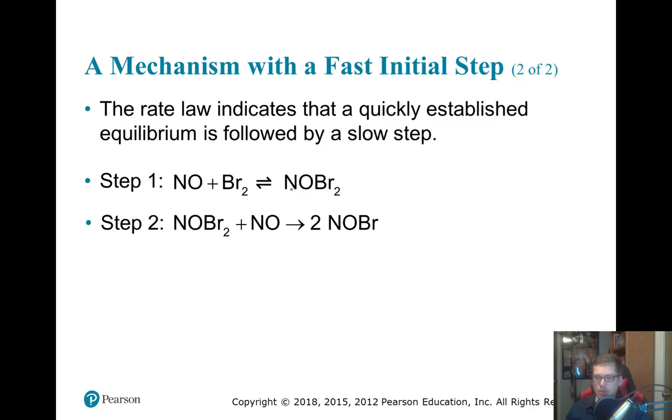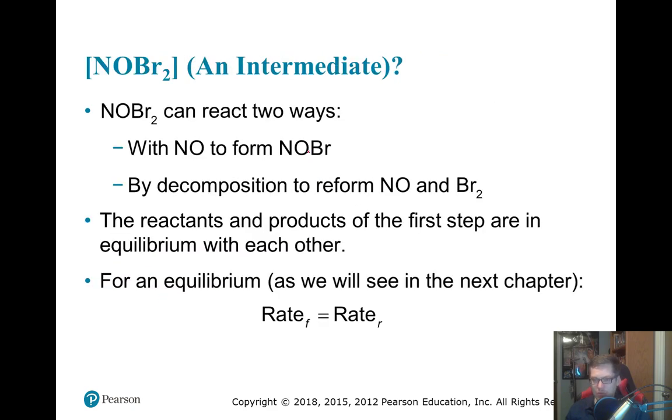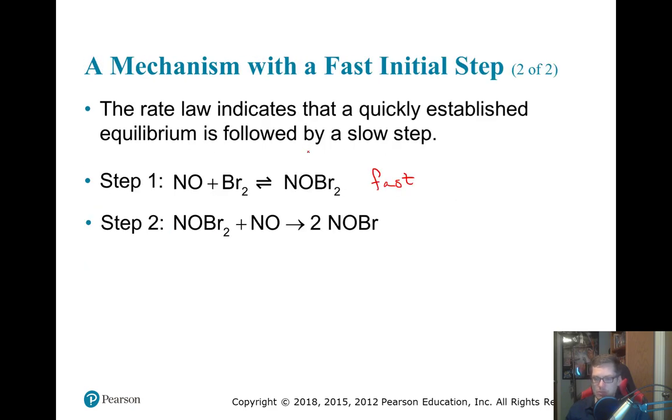Okay, so because it's in equilibrium, this would be our first step. So this rate law indicates that we've got a fast step. So this would be our fast step. Any equilibrium is always a fast step. So this would be a fast step, and this would be a slow step. Okay, let me just make sure.